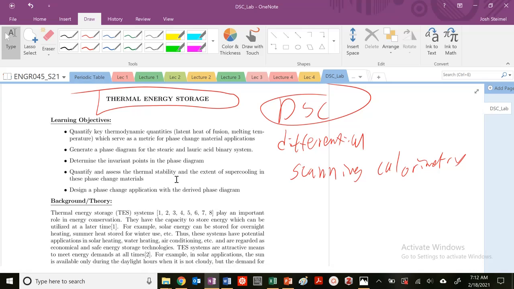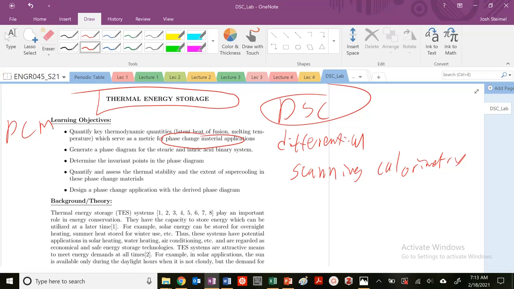And what we're going to be investigating are PCM materials, or phase change materials. These are materials which are utilized quite extensively to regulate and store thermal energy and release thermal energy to regulate temperatures, to keep environments at a specific temperature.